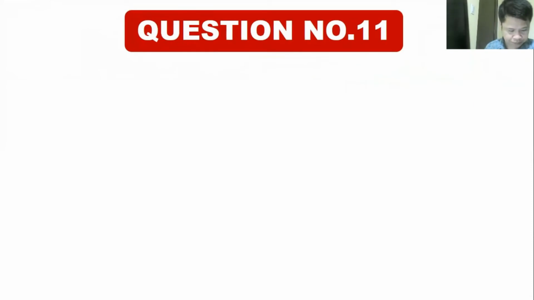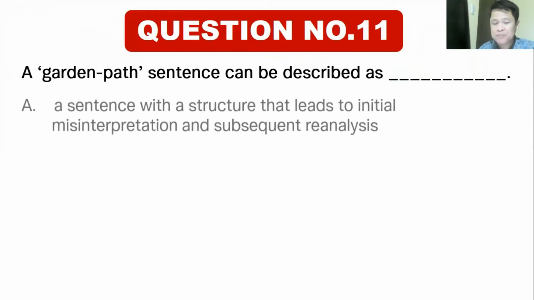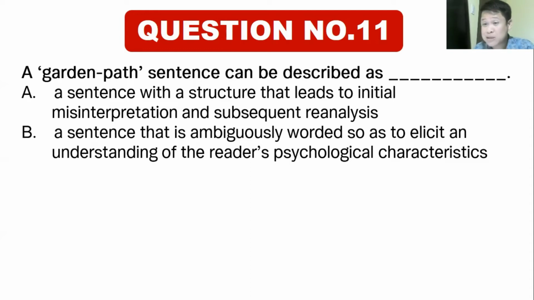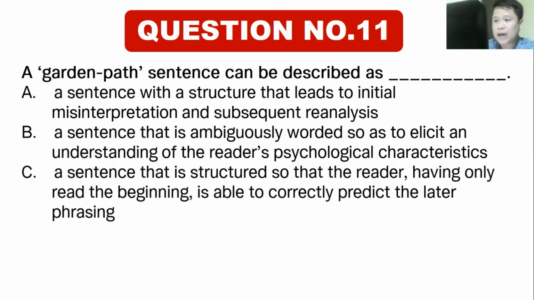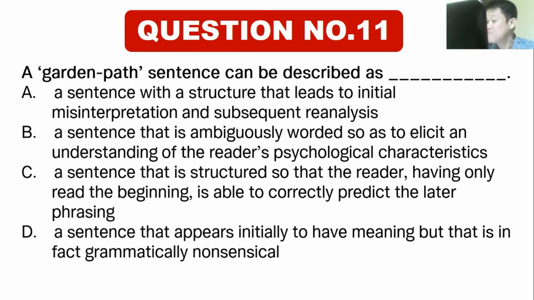Number 11, a garden path sentence can be described as: A, a sentence with a structure that leads to initial misinterpretation and subsequent reanalysis. B, a sentence that is ambiguously worded so as to elicit an understanding of the reader's psychological characteristics. C, a sentence that is structured so that the reader, having only read the beginning, is able to correctly predict the later phrasing. And D, a sentence that appears initially to have meaning, but that is, in fact, grammatically nonsensical.